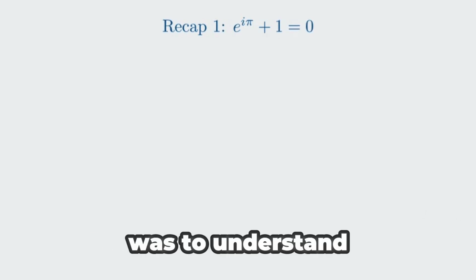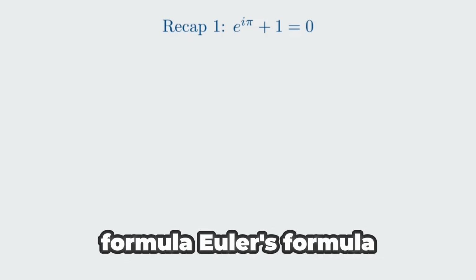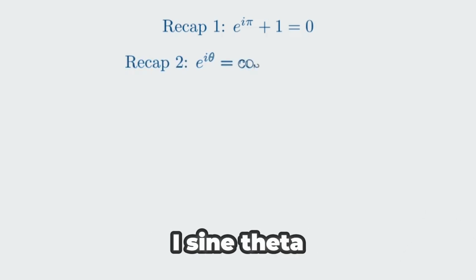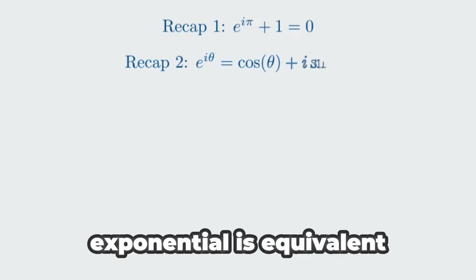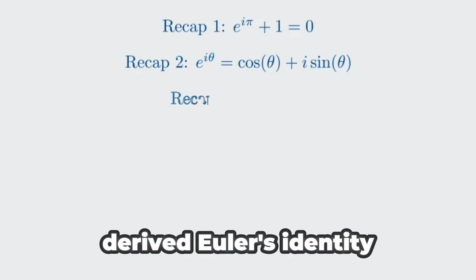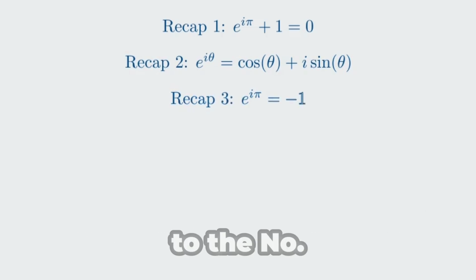We started with the beautiful statement of Euler's identity, e to the i pi plus 1 equals 0. This identity shows an unexpected and profound relationship between 5 of the most important constants in mathematics. Our main objective was to understand how to calculate e to the i theta. We did this by understanding the complex plane and Euler's formula. Euler's formula, e to the i theta equals cosine theta plus i sine theta, showed us that an imaginary exponential is equivalent to a point rotating around the unit circle. By setting theta to pi, we derived Euler's identity, which is a mathematical expression for a 180-degree rotation of the number 1 to the number -1.